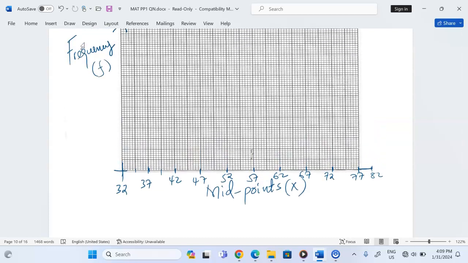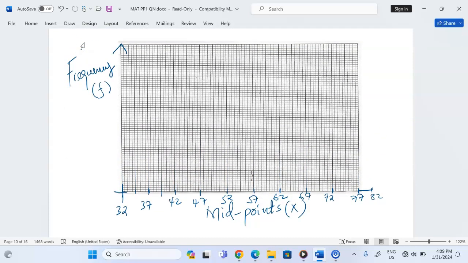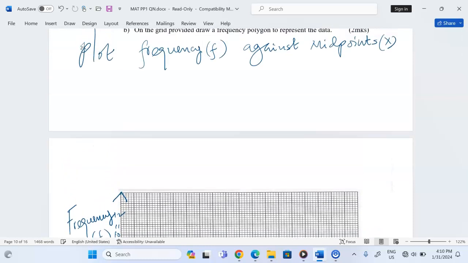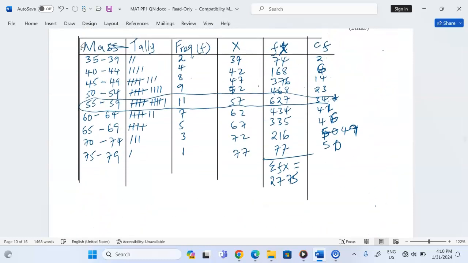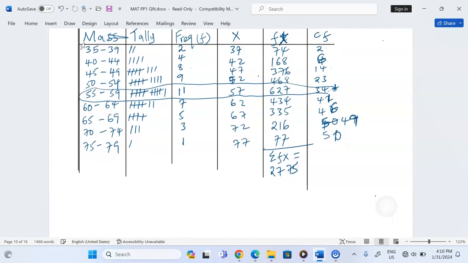So what we're going to have now, for the vertical axis from 2 to 11, you can use intervals of 2. Because when I use 1, 2, 3, 4, 5, 6, 7, 8, 9, 10, 11, they will still fit. So I can have 1, 2, 3, up to 12. That is enough.